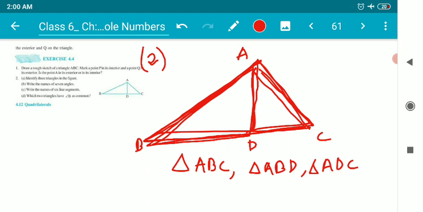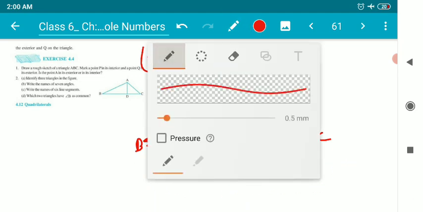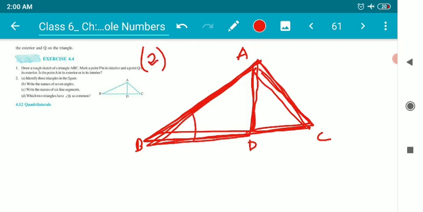Write the names of the 7 angles. Okay, now the question is how to write the angles. As there are 7 angles they have asked to write, children, we will write the complete name of the angles. First is this one. Name of this angle is angle ABD. We know how we should name the angles. The vertex at which the angle is formed should be in the middle. So it is angle ABD.